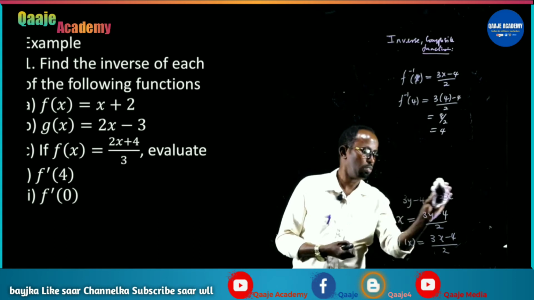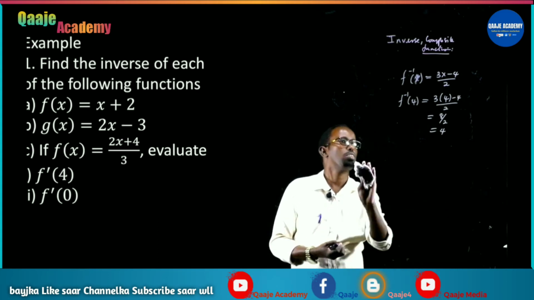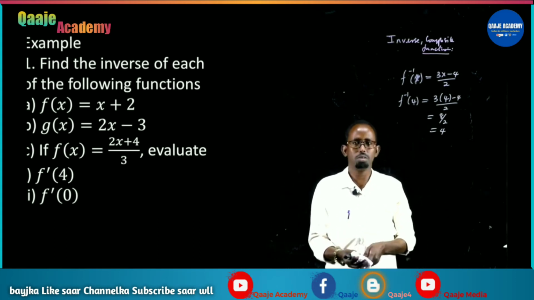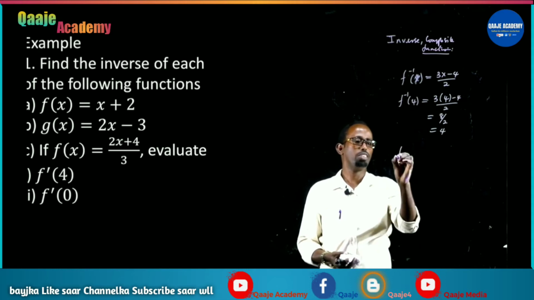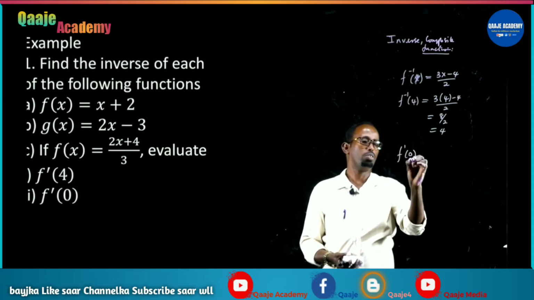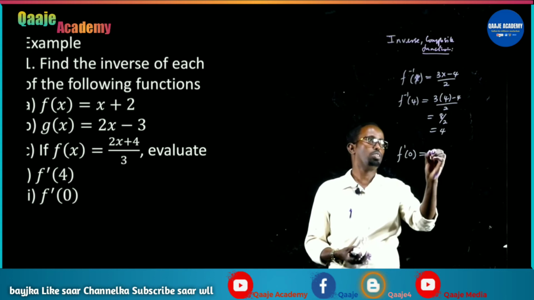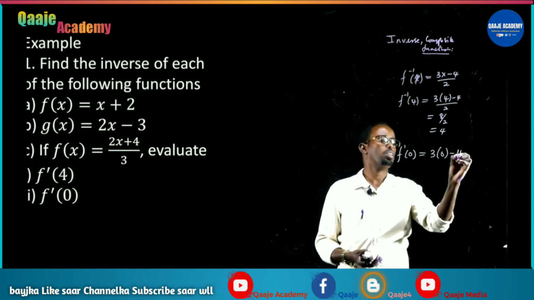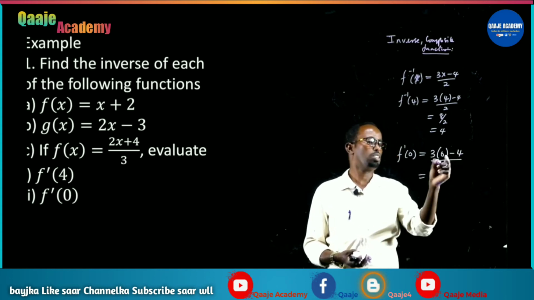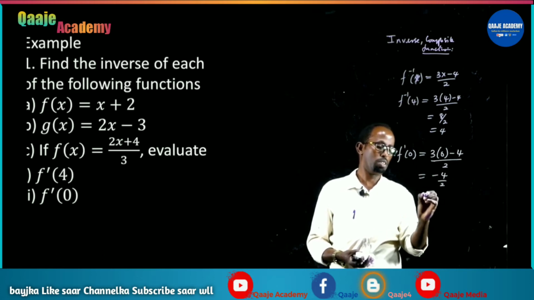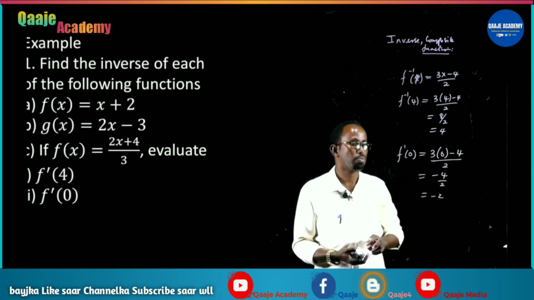Now the same question, instead of x, we substitute 0. So f inverse of 0 will be equal to (3 times 0 minus 4) divided by 2. This is 0 minus 4 is minus 4, divided by 2. The answer is equal to minus 2.